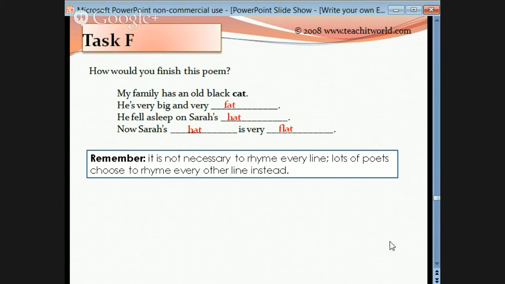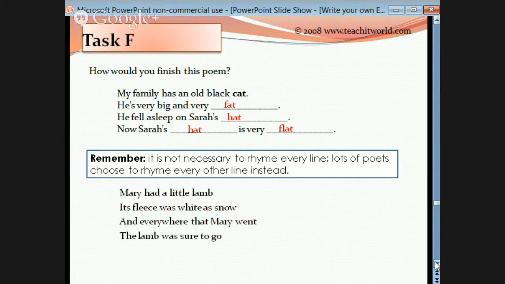So not always do we rhyme every line. Usually it's every other line. But in this case, the poem rhymes every line. So it sounds like this. My family has an old black cat. He's very big and very fat. He fell asleep on Sarah's hat. Now Sarah's hat is very flat. Awesome.